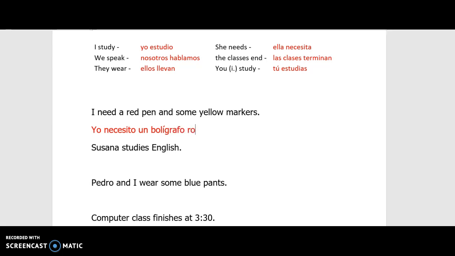The color is red, rojo. Double check your adjective agreement. Does rojo correctly describe un bolígrafo? Sure does. Y, some yellow markers, some markers. Unos marcadores. And those marcadores are going to be amarillos, because marcadores is plural. Yo necesito un bolígrafo rojo y unos marcadores amarillos.